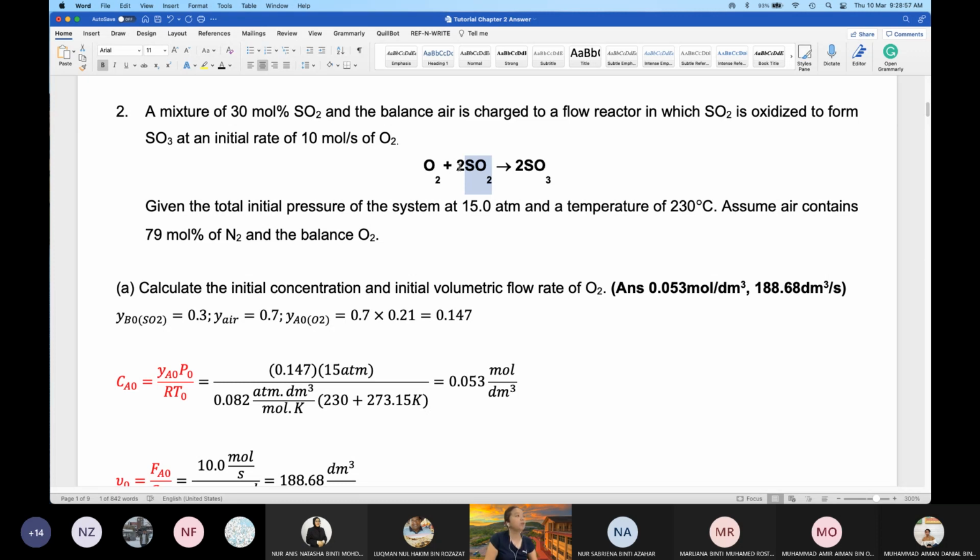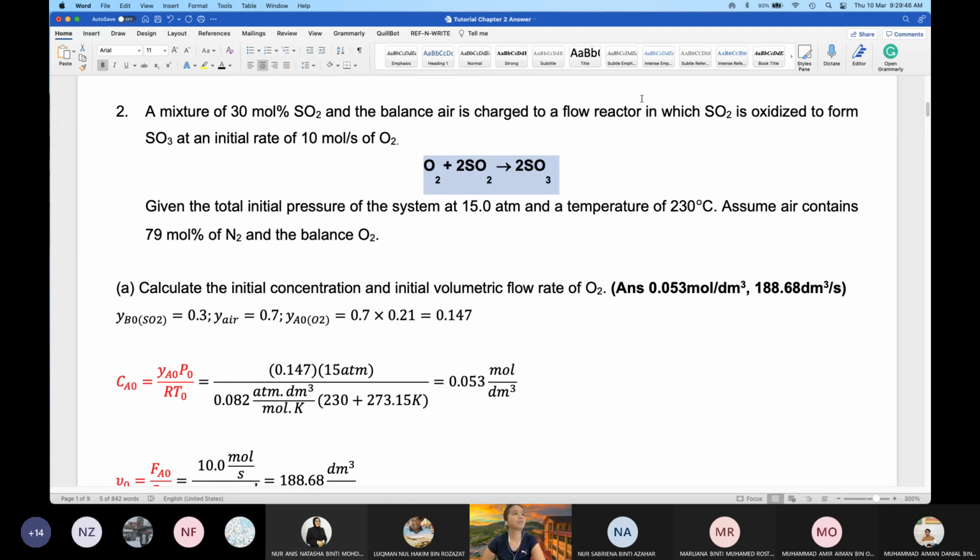So kenapa dia guna air walaupun our reaction is with oxygen gas? They do not pump in pure oxygen gas. Instead, they pump in air because air contains oxygen as well. So air contains a certain portion of oxygen and a certain portion of nitrogen and carbon dioxide sebenarnya. So instead of using pure oxygen, the question says they are using air. But bear in mind, walaupun kita guna air, the gas that is reacting in the reaction is only oxygen gas. So yang 30% SO2, the remainder 70% is air, not oxygen gas.